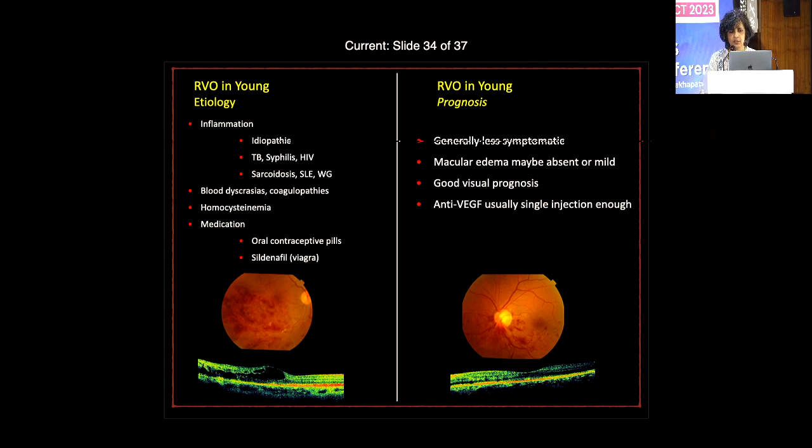Retinal vein occlusion in the young, usually caused by inflammation. Look for blood malignancies like leukemias, homocystinemia. And in males, look for sildenafil use. In females, oral contraceptive pills can cause it. These are usually good prognosis, 1 or 2 injections, and they get back very good vision.